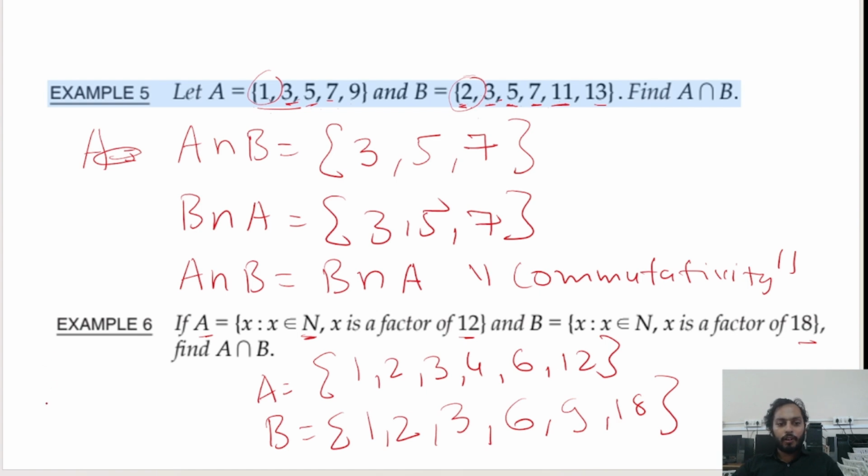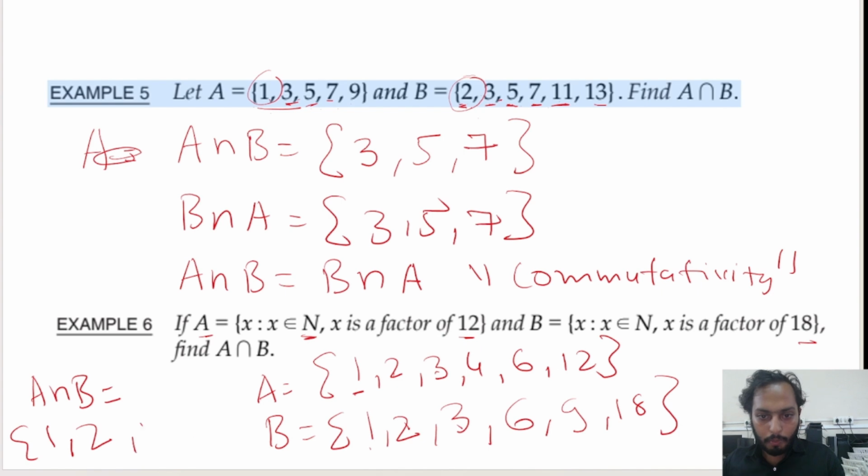And what I am looking for? A intersection B. And as I say, you can choose any one, but I will choose the one where the elements are fewer. I can see set A has fewer elements, and I will try to match whether each is in B or not. 1 is here, 1 is here. 2 is also in both. 3 is also in both. 4 is missing here, it's not common. 6 is in both, and 12 is not. So my A intersection B would be just the set 1, 2, 3, 6.